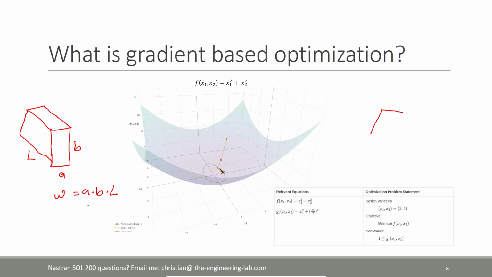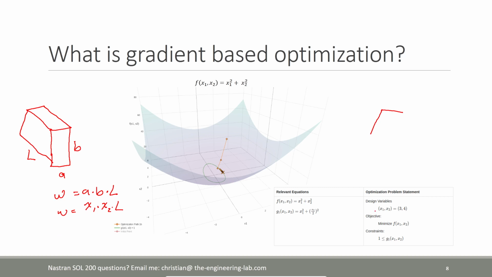Suppose that the A, or the width, is going to be represented by x1. And then B will be represented by x2. And then here we have L, and that's going to be constant for this. So suppose we want to minimize W, or the weight. If you recall from calculus, part of calculus is towards finding local minimums. So that's what gradient based means.